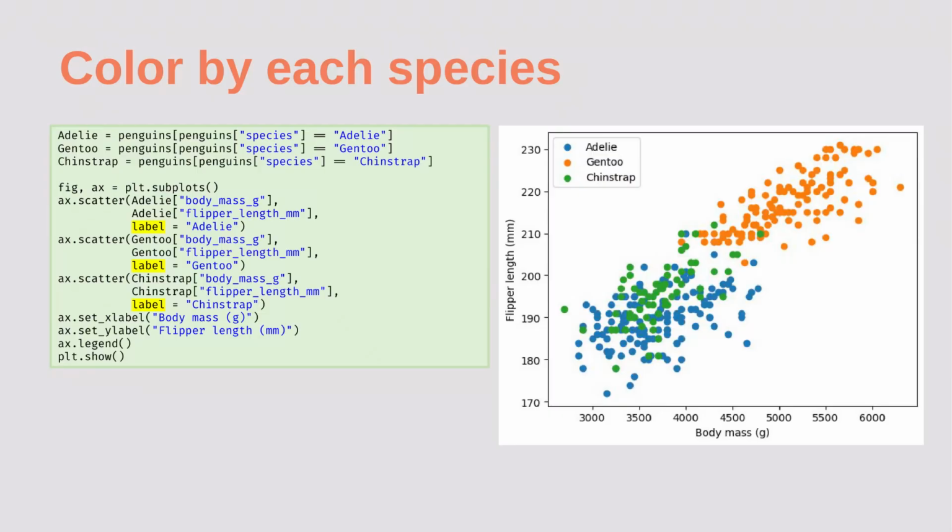To help viewers understand the colors, we add a legend. We also include the axis labels to show what each axis represents. Finally, we display the plot using the plot.show method. When we look at the final figure, we can see that the Gentoo penguins have larger flipper lengths and body mass compared to Adélie and chinstrap penguins. This example shows how using color can make comparisons in the data much clearer.